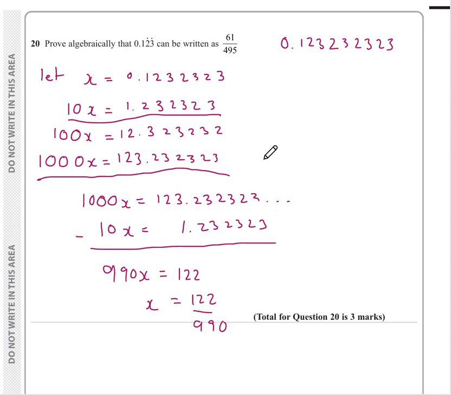So let's have a look at what I'm aiming for. I can see that if I halve each of those, I'm going to get to the answer there. So it's going to be 61 over 495.